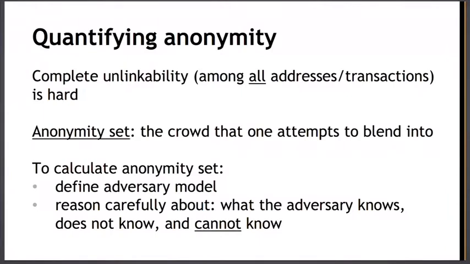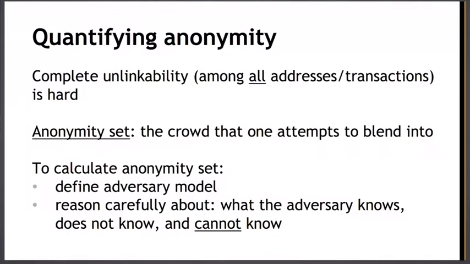The anonymity set is the size of the crowd of other addresses or transactions that we're trying to hide in. So if I can be reasonably sure that with respect to some adversary, there are these 1,000 other transactions that look just like mine, and the adversary can't tell which one was mine, then we might consider that to be a pretty good level of anonymity.